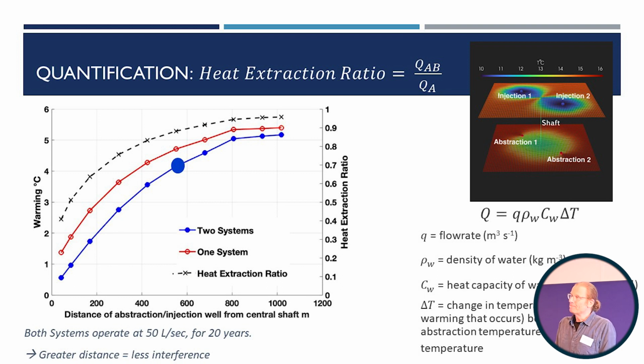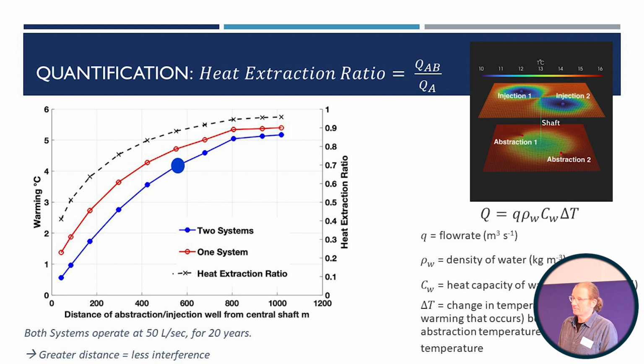Now, a way to quantify how much interaction there actually is can be done through a parameter we defined that we call the heat extraction ratio, which is shown at the top of the slide. It's essentially the amount of heat that each of the users would extract from the system if you have two users, divided by the amount of heat that only one user would have.